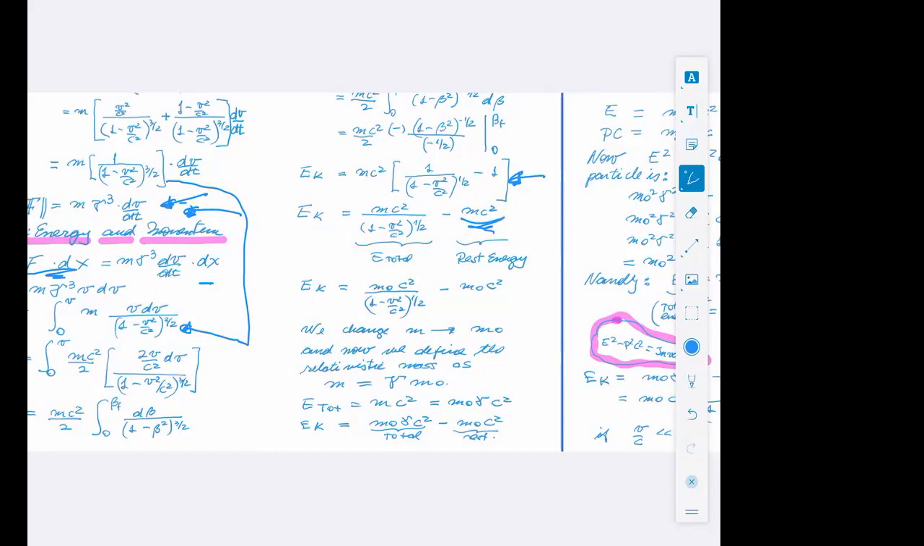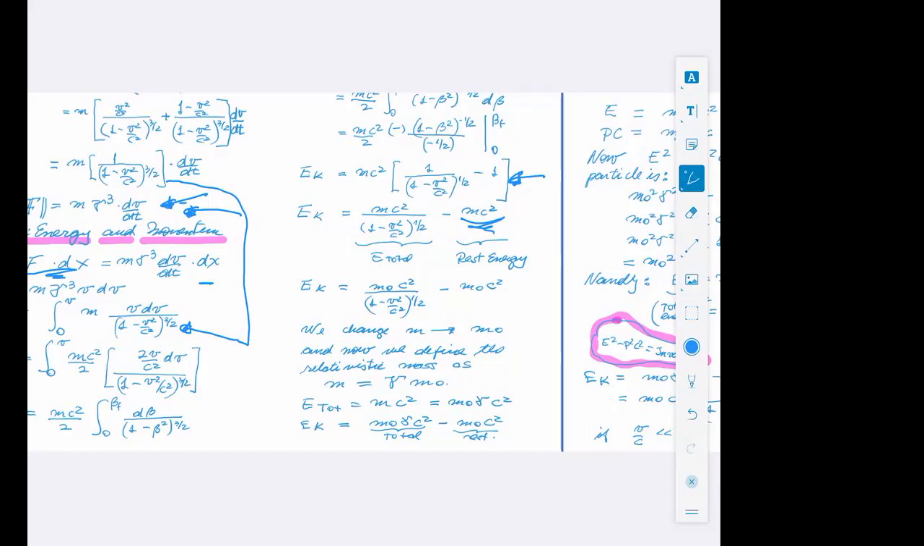See, this is a difference. The kinetic energy is a difference between something that is dependent on the velocity minus something that doesn't depend on the velocity. So it's natural to assume that this thing over here that doesn't depend on the velocity is what we call the rest energy. So the kinetic energy is equal to the total energy minus the rest energy. So this is the expression that we have here.